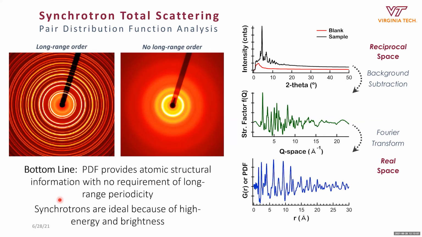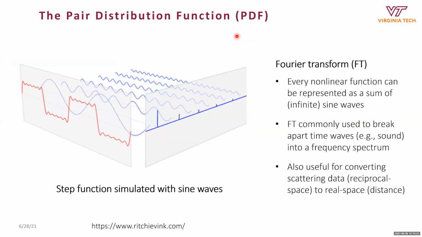We prefer to use synchrotrons to collect these kinds of data. As Joanne talked about, we have this freedom in terms of moving to really high energies and having super bright X-ray beams, which are advantageous to this measurement. The pair distribution function, I said, is a Fourier transform of that scattering data. Just remember that every nonlinear function can be represented as a sum of infinite sine waves. So you're seeing this step function here. We can construct or deconstruct it as just a bunch of different sine waves.